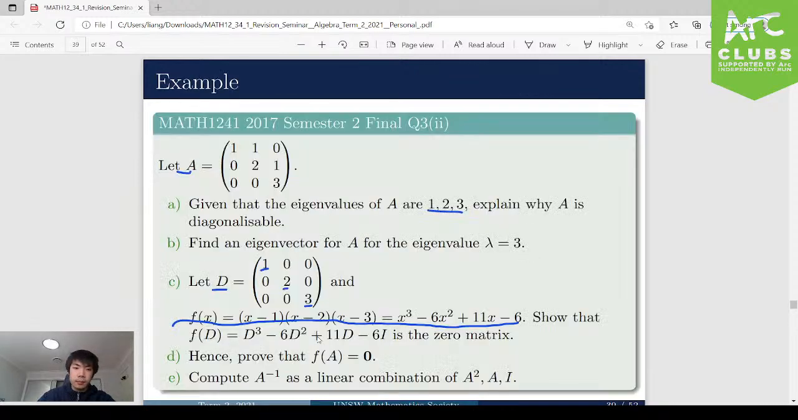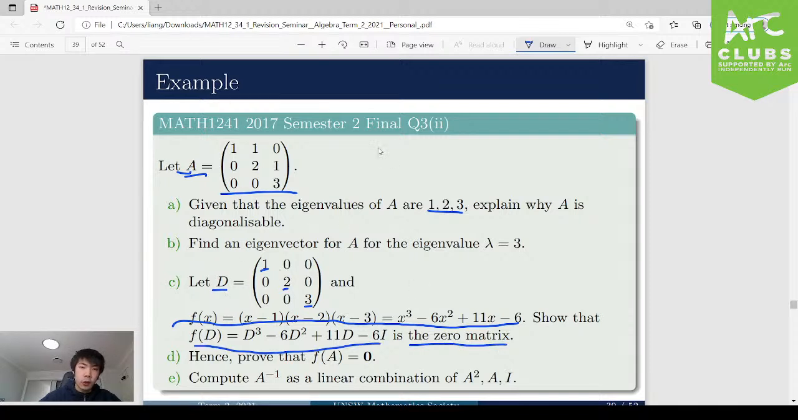Now, part D. Hence prove that f(A) is equal to 0. This may seem very tedious. It may seem like, okay, we have to plug this matrix A into the polynomial now. That will take quite a while to evaluate, right? But there's a diagonal matrix D that ends up with the zero matrix. We can use that fact because we can rewrite A as some matrix P, or M, I'll just use M, times D times M inverse. If we use this fact, you will see that part D is actually like a one-liner. It's much simpler than what you may have thought.